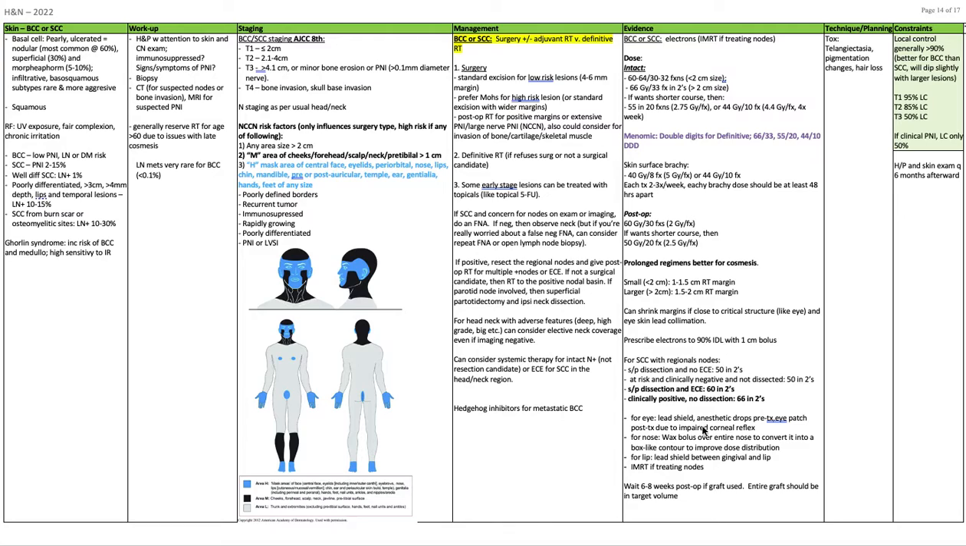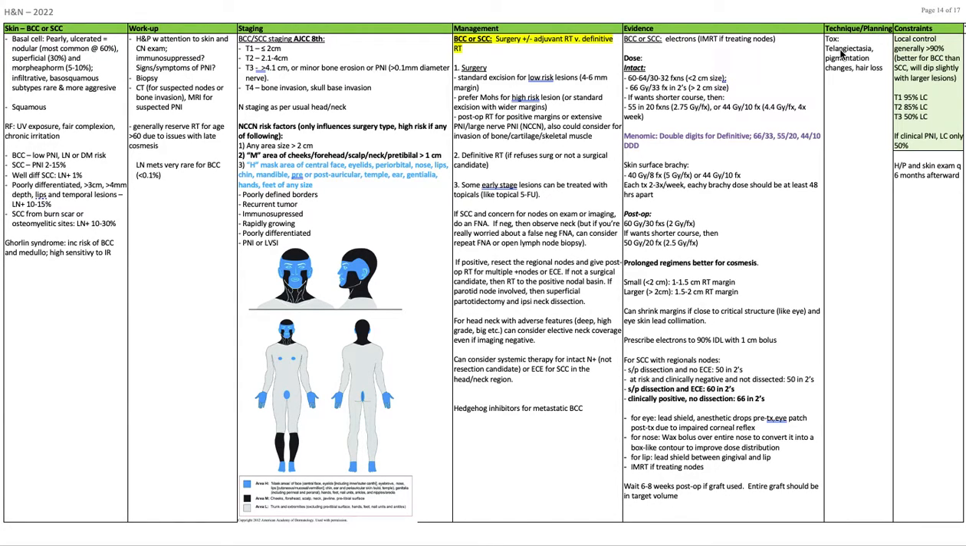For the eye, do lead shield, anesthetic eye drops, pre-treatment with an eye patch, post-treatment due to impaired corneal reflex. For nose, wax bolus over the entire nose to convert it into a box-like contour to improve the dose distribution. For lip, you need a lead shield between the gingiva and the lip, IMRT if treating nodes. Wait 6 to 8 weeks postoperatively if a graft is used. The entire graft should be included in the target volume.